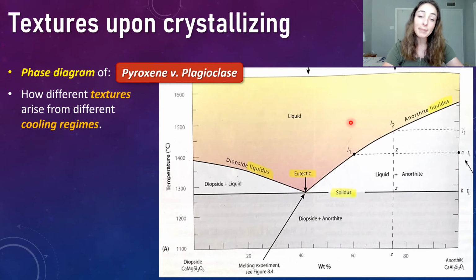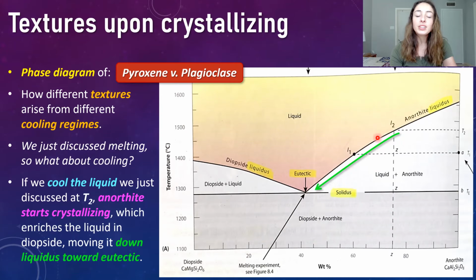So we just talked about melting, but let's talk a little bit about cooling like we did with ice. And with cooling along these phase diagrams, we can also start to understand how different textures may arise from different cooling regimes. So if we cool the liquid that we just talked about, so that 75 to 25 ratio of anorthite to diopside, we just melted it completely to its original ratio, and now we're going to cool it. Let's cool it, let's crystallize it, see what happens.